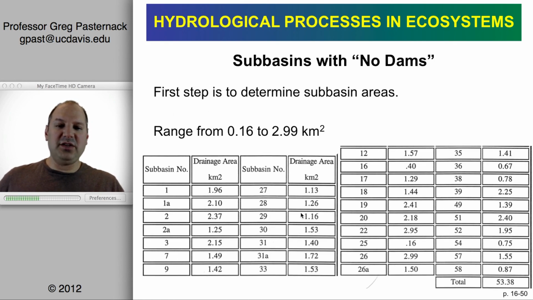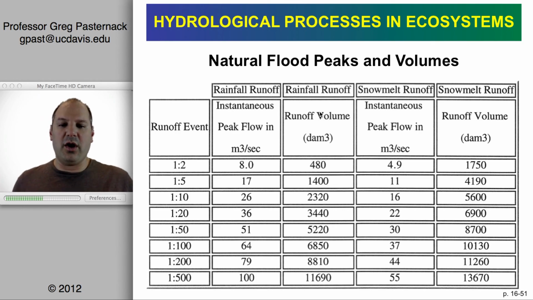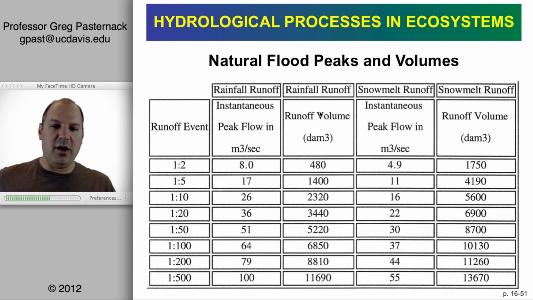The first step is we have the subbasin area. So here's the number of subbasins and their contributing areas. Then we look for different runoff events, the 1 in 2 year event to 1 in 500 year event. What is the instantaneous peak flow that results from the model in a rainfall runoff scenario, and then what's the total volume of runoff that's there as well. And then we can do the same thing with the snowmelt case.